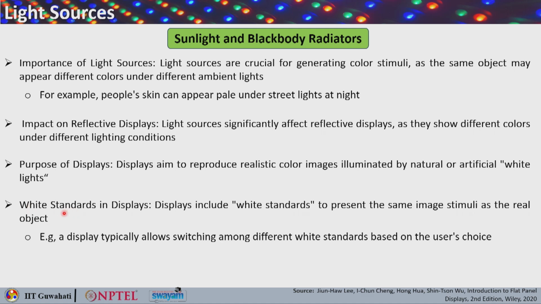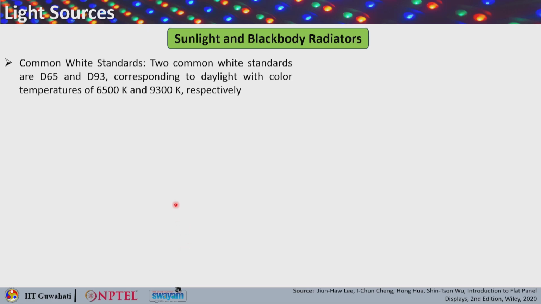So, the first thing is the white standards in displays. Displays basically include white standards to present the same image stimuli as the real object. For example, a display typically allows switching among different white standards based on the user's choice. The two very common white standards are D65 and D93. They correspond to daylight with color temperatures of 6500 Kelvin and 9300 Kelvin respectively.